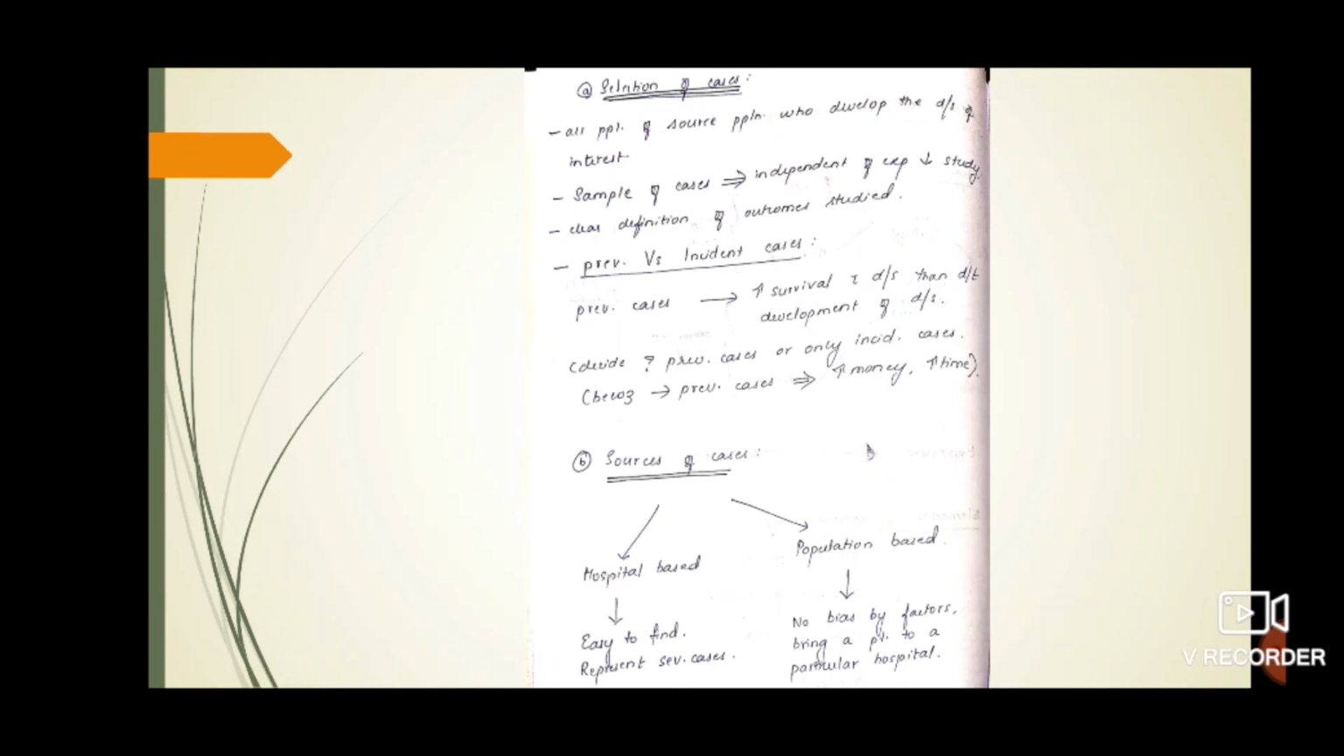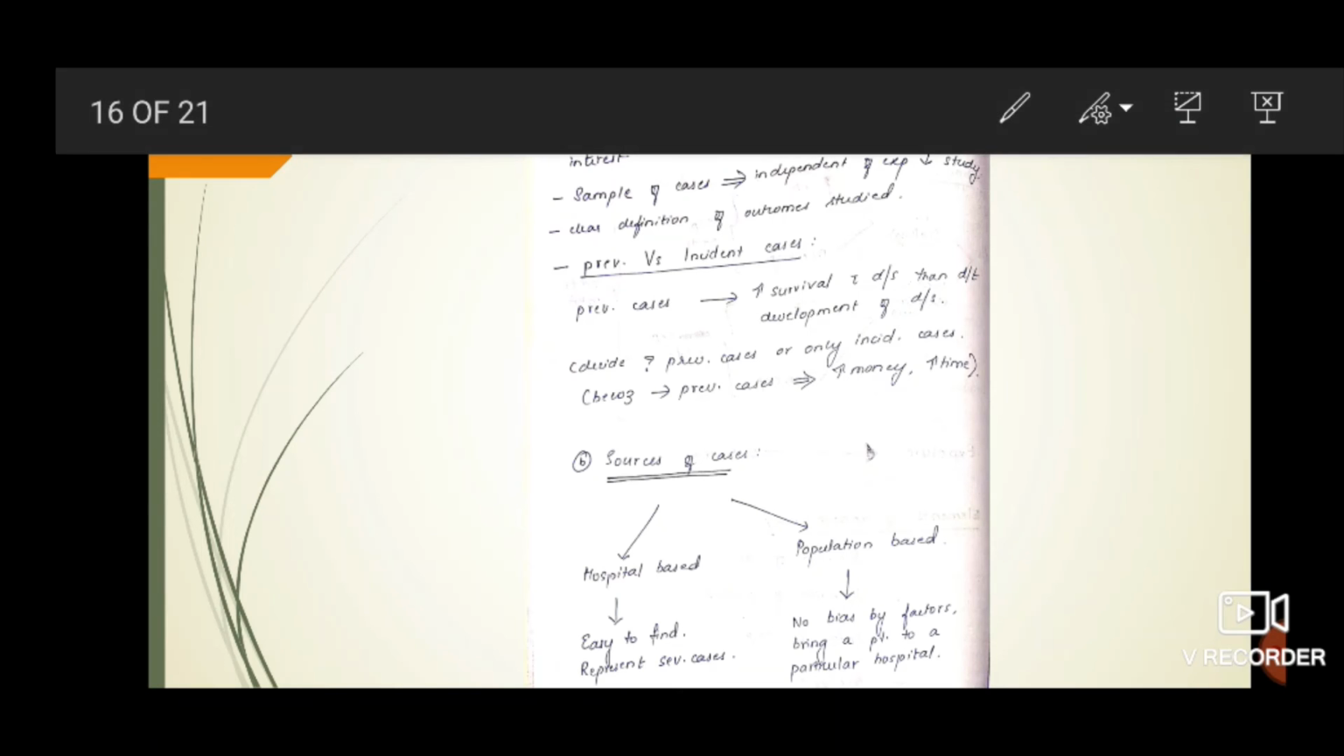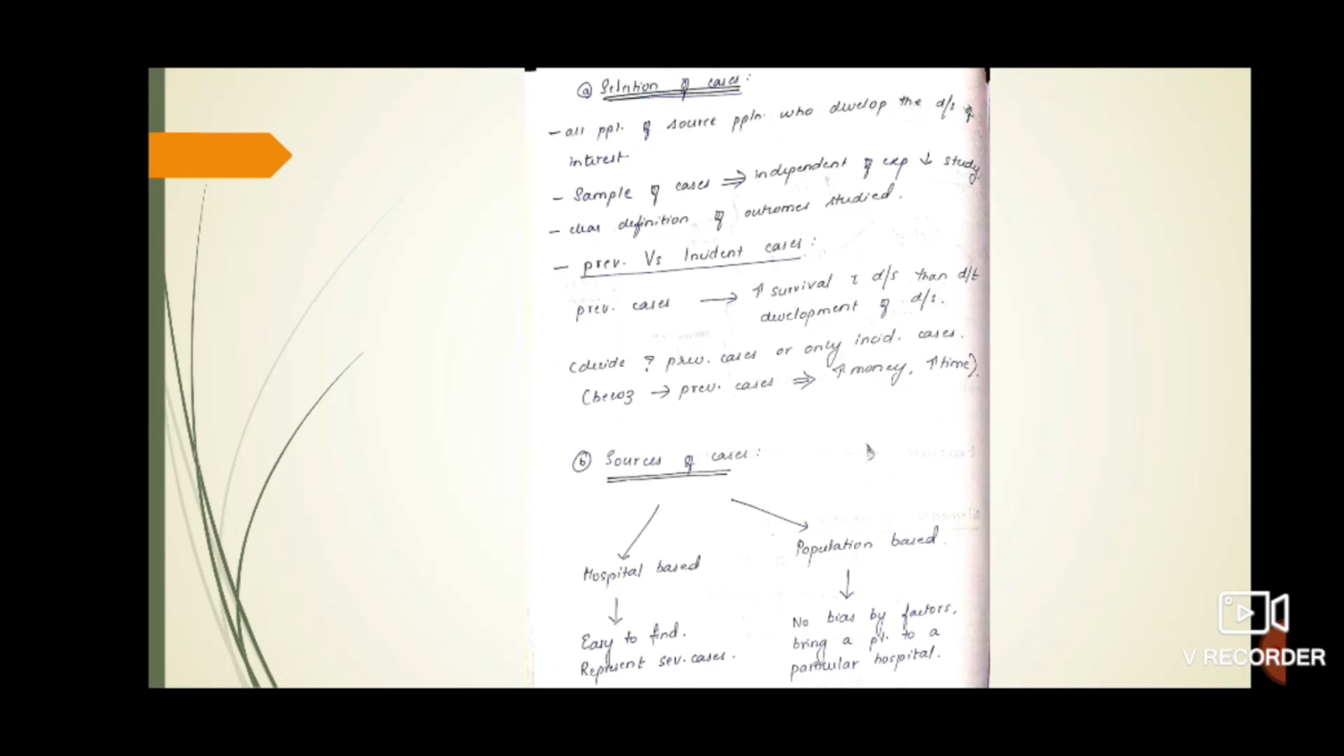And we have to be clear whether we are including both prevalent and incident cases, or only the incident cases. For example, in prevalent cases there will be increased survival with the disease rather than the development of the disease. So we have to decide whether we are taking prevalent cases or only incident cases, and one more thing is that prevalent cases will increase the money and the time.